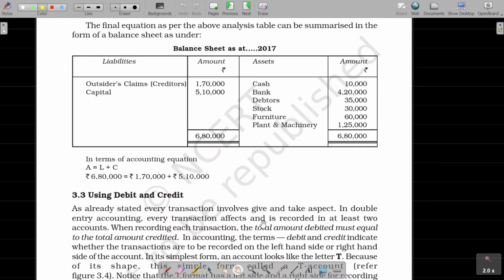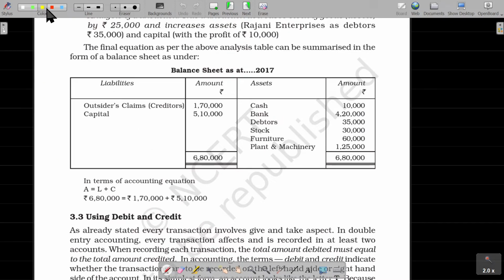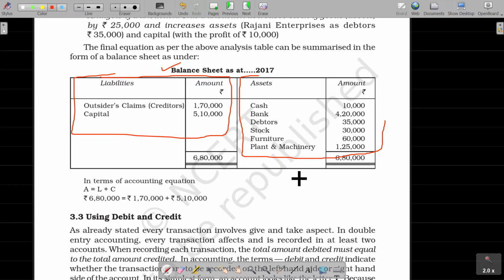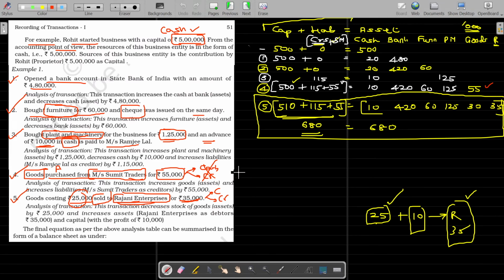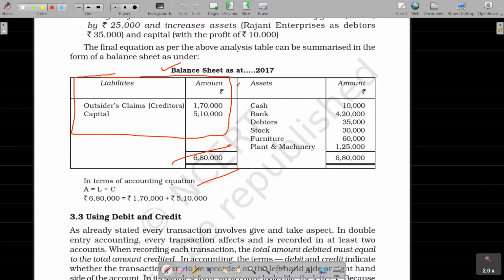Let's see here. This is the way of presentation of the balance sheet. All the liabilities will be kept on the left hand side as the liabilities. Assets will be kept on the right hand side as assets, right? So we already got 6,80,000 rupees. 680 in thousands we arrived at, but it's a systematic presentation. The presentation will be this way only. Balance sheet as at this date.